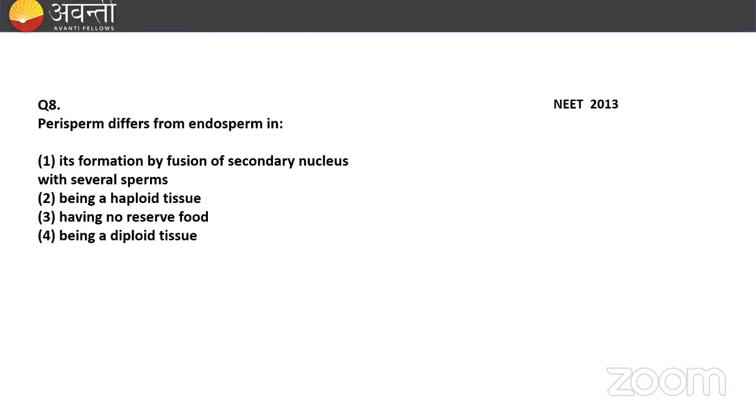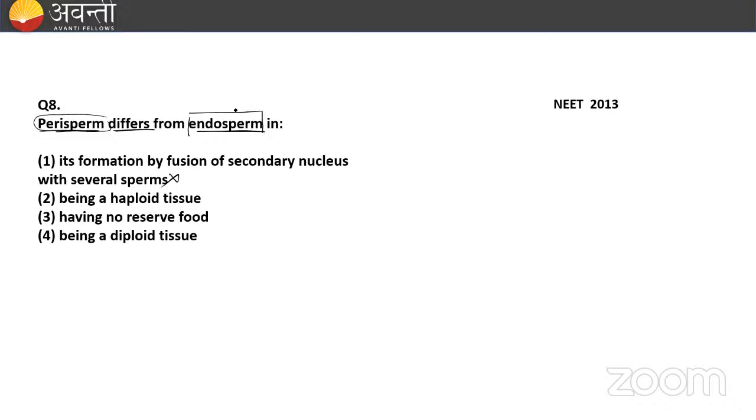This time I got a very mixed answer, like some of you have answered 1, some of you have answered 2. But the correct option is option number 4, that is being a diploid tissue. The question is asking perisperm is different from endosperm in. That means you have to answer with respect to perisperm, first thing. Option number 1 says it is a formation by fusion of secondary nucleus with several sperm. No.